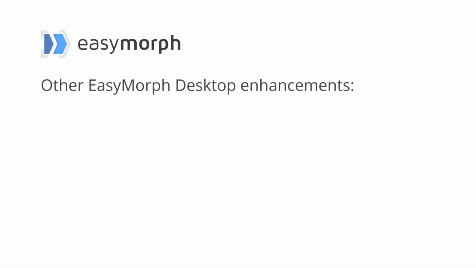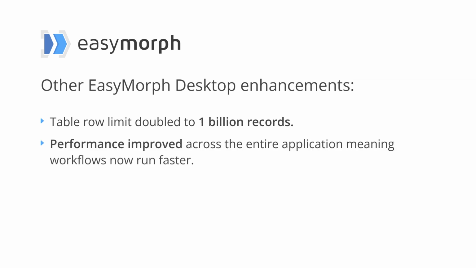EasyMorph Desktop has received lots of other improvements and performance boosts. The row limit of any table in a workflow has been doubled, with up to 1 billion records now supported. The entire app is 10 to 15% faster than before, with some areas, such as loading data from Excel files, being up to 3 times faster.